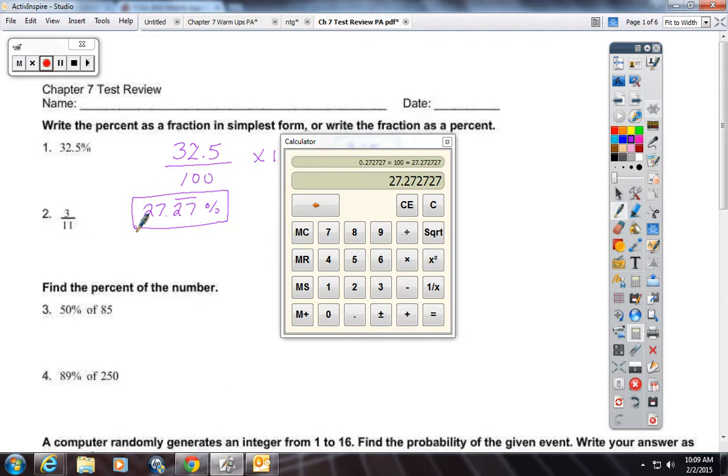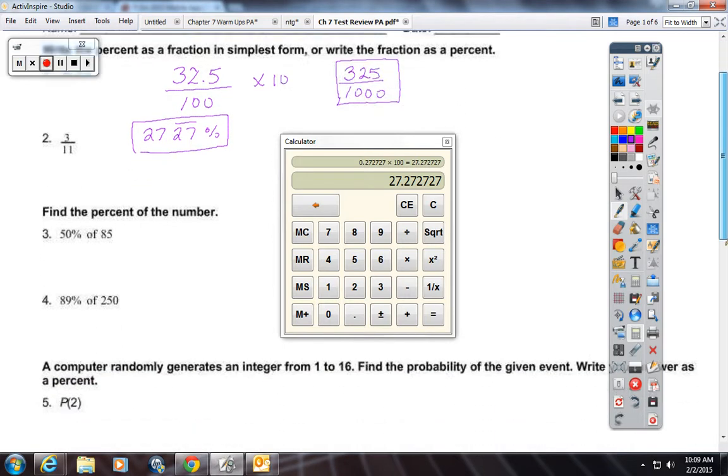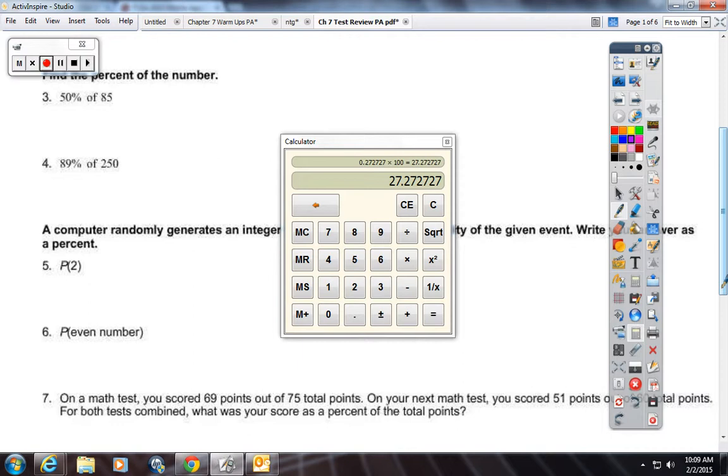All right. Number 3 and 4. 2 different ways to do this. I think the fastest, easiest way to do it is make the percent a decimal and then multiply, and that's it. So what's 50% as a decimal? 0.5. Of means multiply, 85. So half of 85 is 42.5.